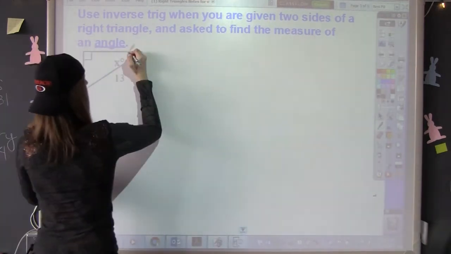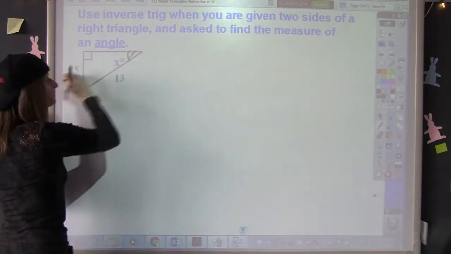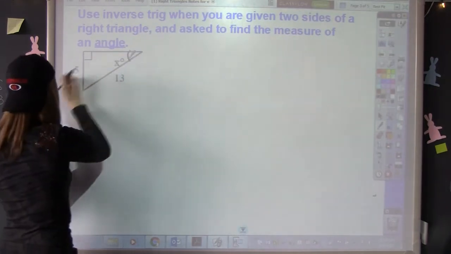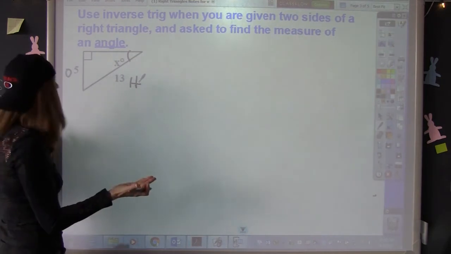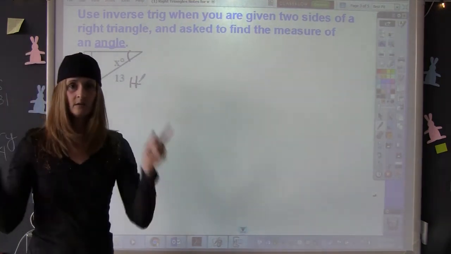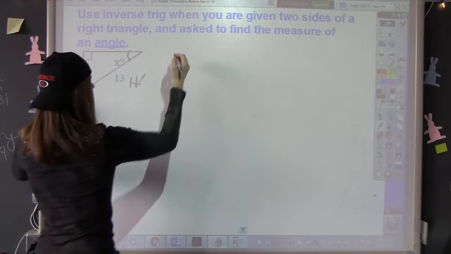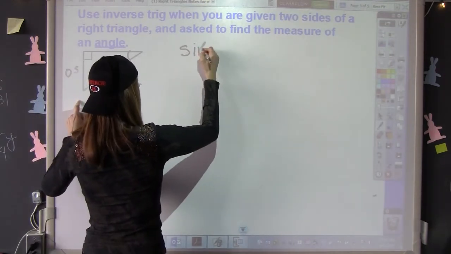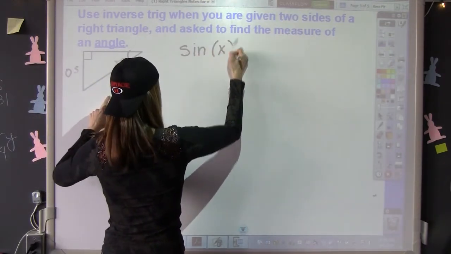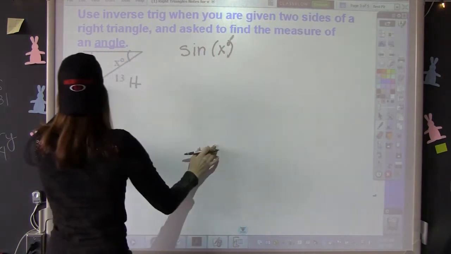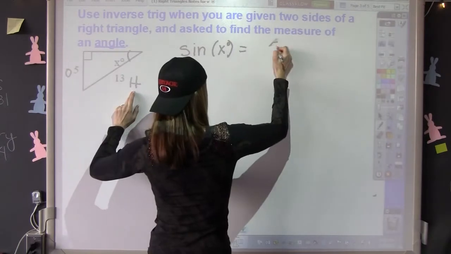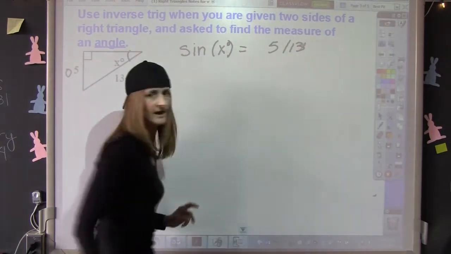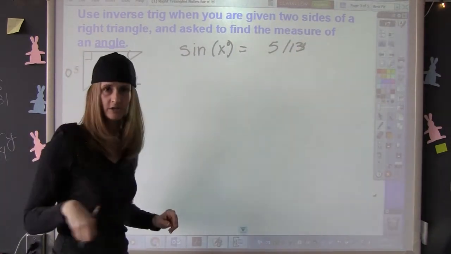So, we're referencing this angle. This 5 in relationship to this angle is opposite, and this is our hypotenuse. So which trig ratio is that? Sine. Okay, so the sine of x degrees equals opposite over hypotenuse. And I'm going to write that like this: 5 divided by 13, because that's how we're going to type it in your calculator.